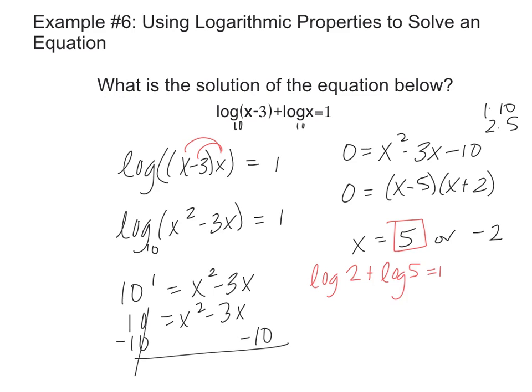Let's check to see if negative 2 works, okay? So that'd be negative 2 minus 3, so that'd be log of negative 5 plus log of negative 2. Let's see if it equals 1. So log of negative 5 plus log of negative 2. You're actually going to get an error because there are no real answers. So negative 2 does not work, so 5 is our only solution. So again, be sure that if you happen to get 2 answers, check to make sure that both or any of the solutions are a solution.